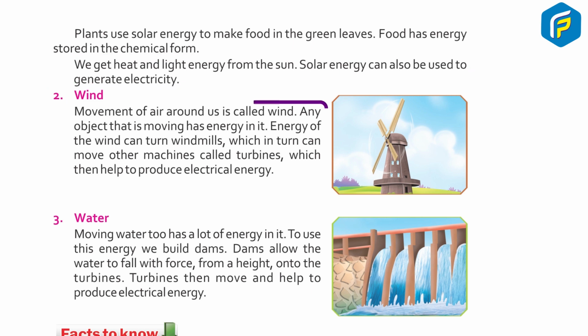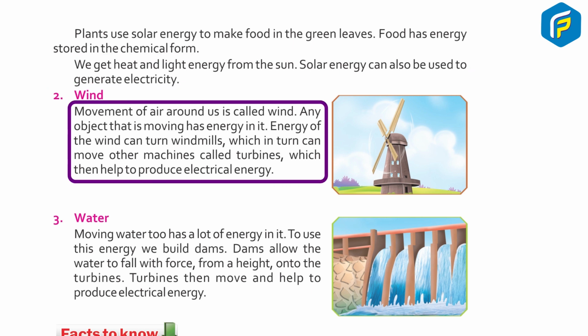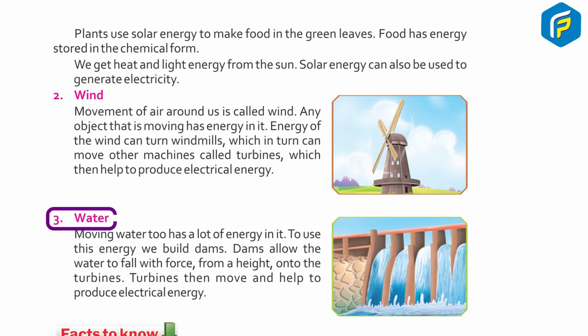2. Wind. Movement of air around us is called wind. Any object that is moving has energy in it. Energy of the wind can turn windmills, which in turn can move other machines called turbines, which then help to produce electrical energy.